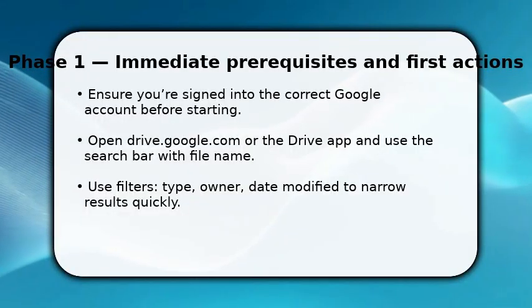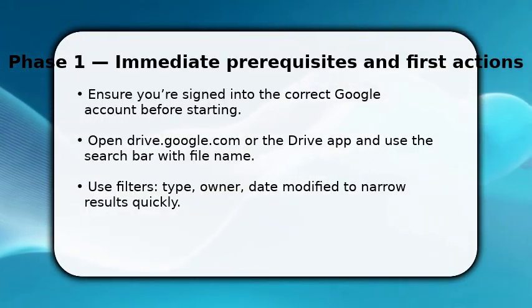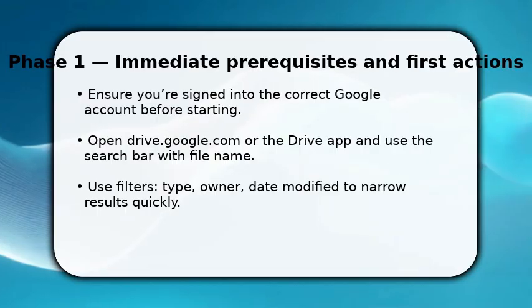You start by confirming you're signed into the right Google account. This is crucial. Open Google Drive on web or app and type the exact file name in the search bar. Once done, apply filters, type, owner or date modified to reduce clutter and find the file faster.